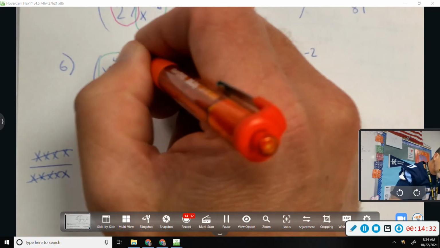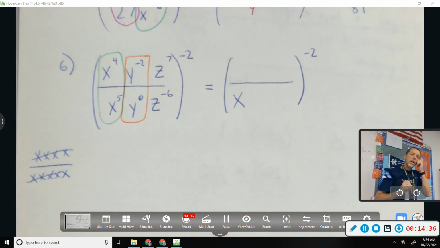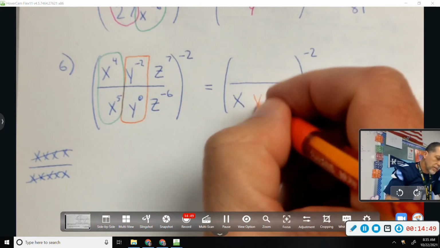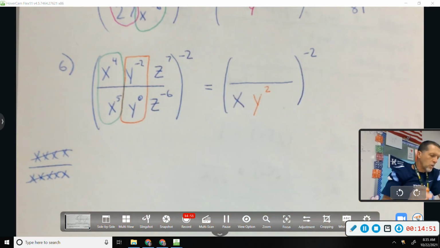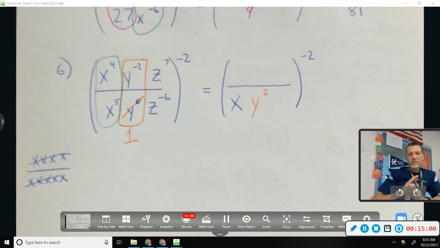Now you spotted the y to the 0. So how many total y's do I have and where are they? There's 2 in the bottom, and y to the 0 is 1, so that didn't really do anything. You're multiplying, so just leave it alone.